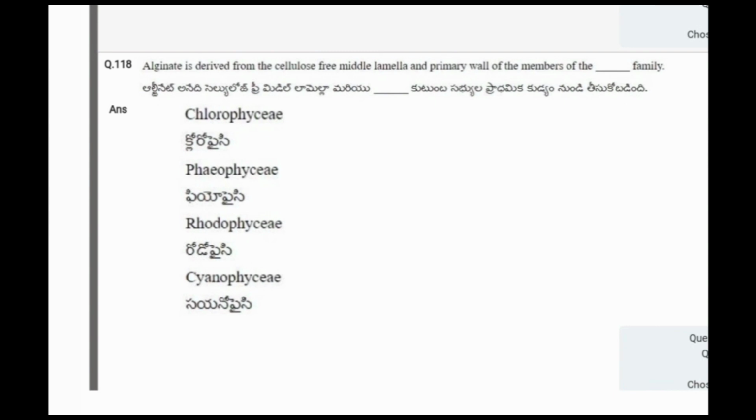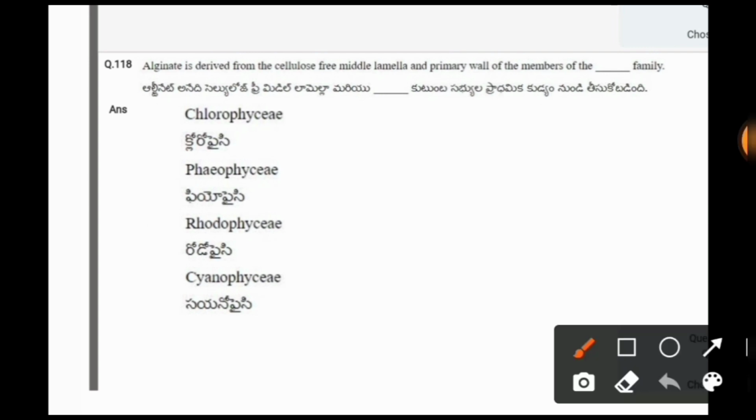Next question. Alginate is derived from the cellulose-free middle lamella and primary wall of the members of the dash family. The options are Chlorophyceae, Phaeophyceae, Rhodophyceae, Cyanophyceae. The answer is Phaeophyceae.